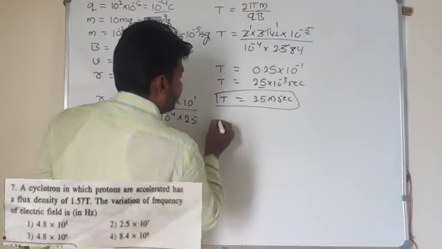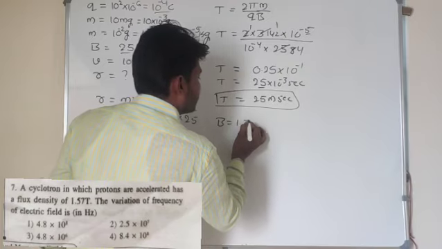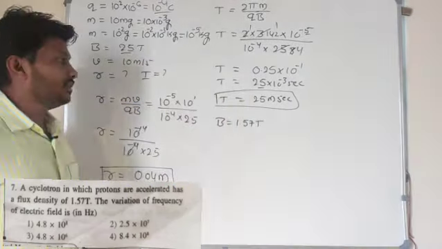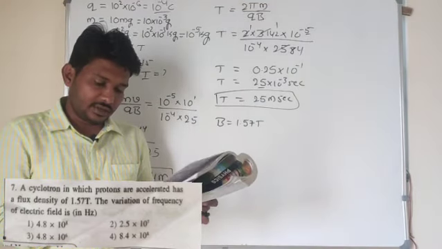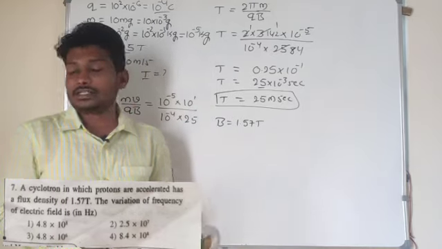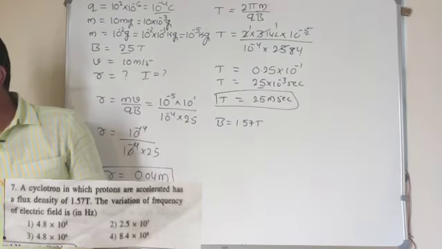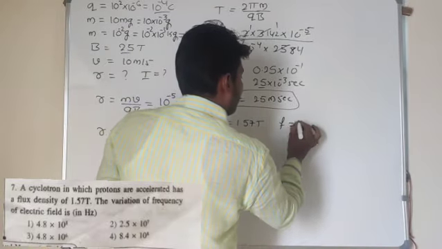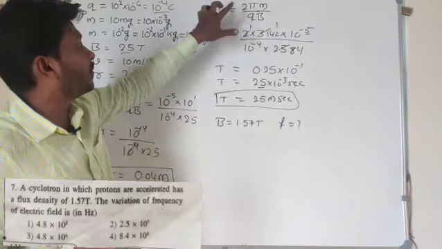Here they mention the magnetic field strength is 1.57 Tesla. What is the strength of the magnetic field here? 1.57 Tesla. And the variation of frequency is, so which thing do I need to find out here? The frequency value. So the frequency value I want to find out. Frequency is nothing but 1 by time taken.